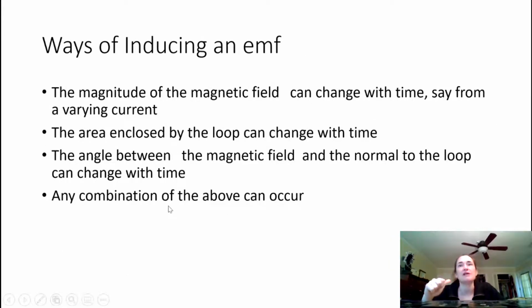So you can induce an EMF by having a magnetic field that changes with time. And that can happen, say, if you have a source of current that changes with time. You can also change the area of the loop with time. We covered a rod sliding on rails, motional EMF, stuff like that. You can also change the angle between the magnetic field and the normal to the loop, and that's more like a generator. And then any combination of that will also induce an EMF.